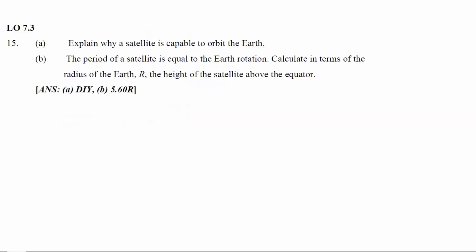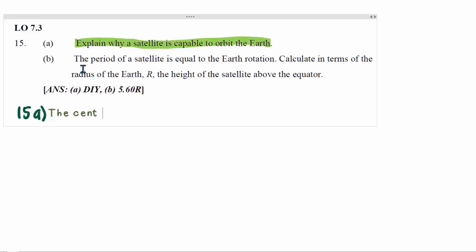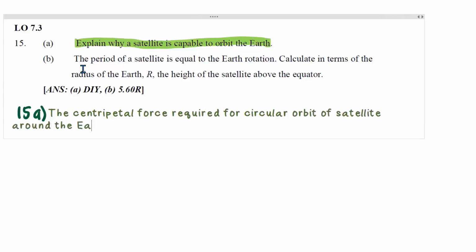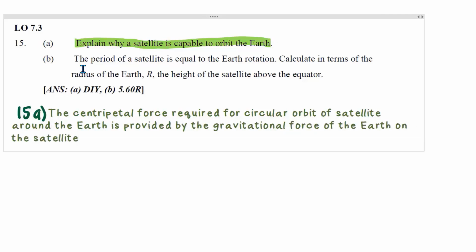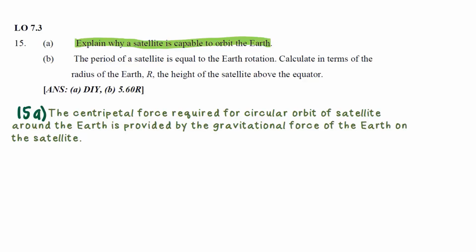And let's go to question number 15. 15a. Explain why a satellite is capable to orbit the Earth. The centripetal force required for the circular orbit of the satellite around the Earth is provided by the gravitational force of the Earth on the satellite. So in other words, the mass of the satellite is useless. It doesn't matter whether it is heavy or light, because the satellite is capable of orbiting the Earth because of the gravitational acceleration or the gravitational force of the Earth itself.